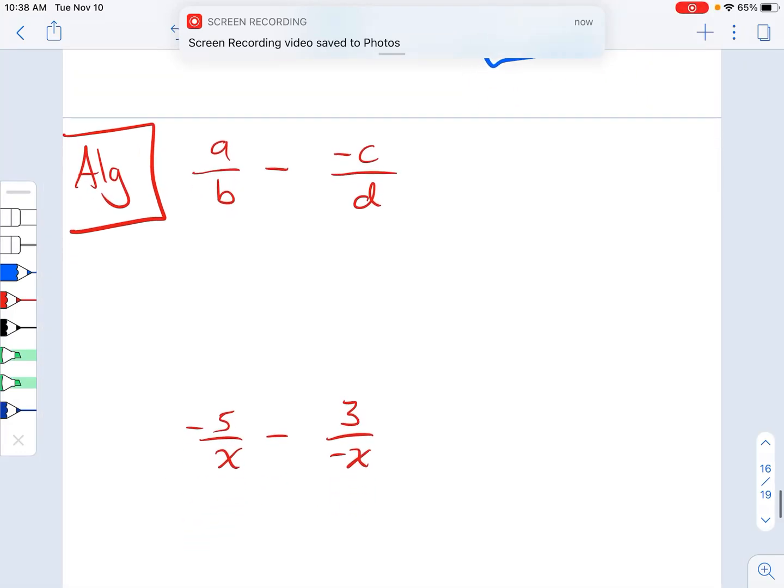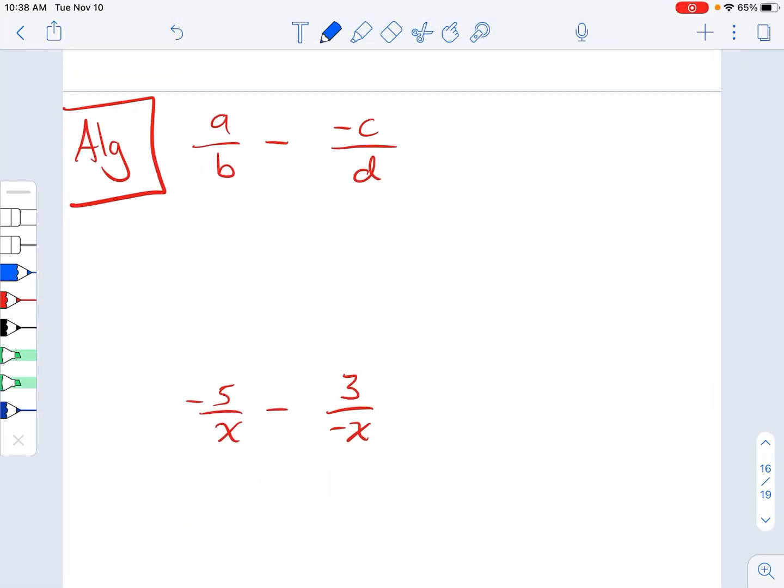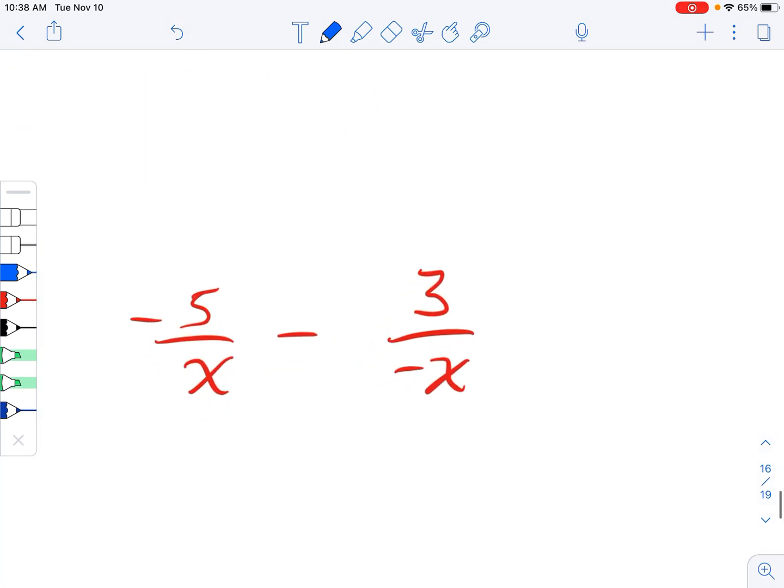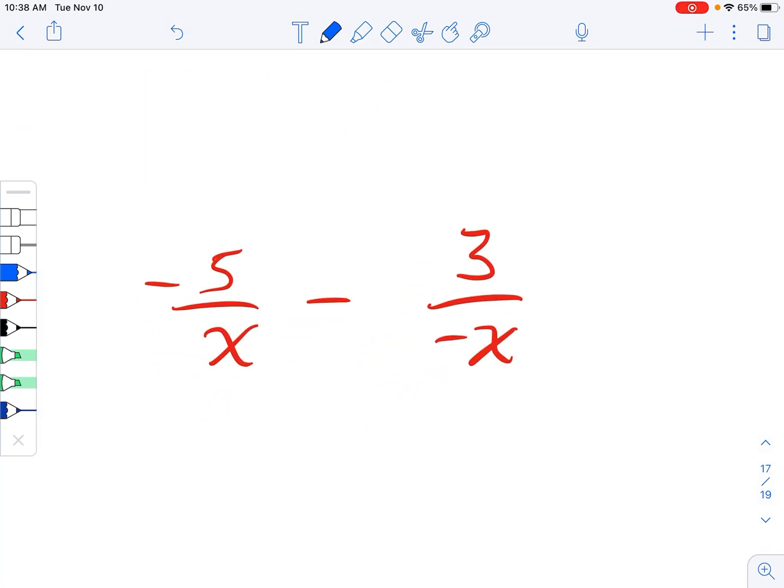In order to expose ourselves a little bit more to some algebra, let's look at adding and subtracting with some algebraic denominators. So I'm going to use keep, change, change, and I'm going to keep this the same. I'm going to change this to addition, and now I need to take the opposite of this, or the inverse, which means I'm just going to get rid of that negative. So I have negative 5 over x plus 3 over x.